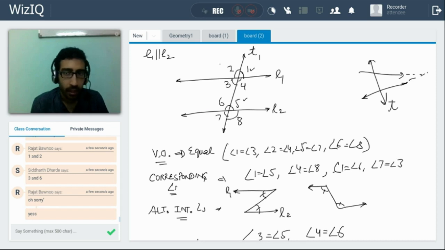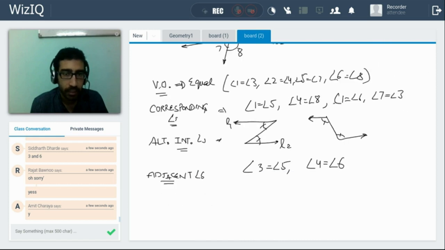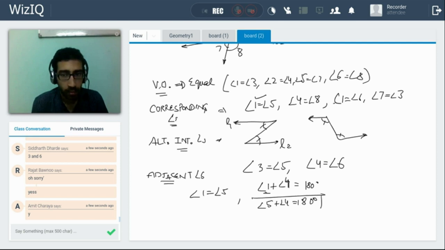And I think it's quite clear. I should probably write this. Angle 1 is equal to angle 5, and angle 4 plus angle 1 is equal to 180. It's fairly simple, but let's have a look. Why is angle 1 equal to angle 5? We just established that they are corresponding angles. We also established that angle 1 plus angle 4 is equal to 180. So if I replace 1 with 5, because they are equal, angle 5 plus angle 4 is equal to 180. So they form a supplementary pair.